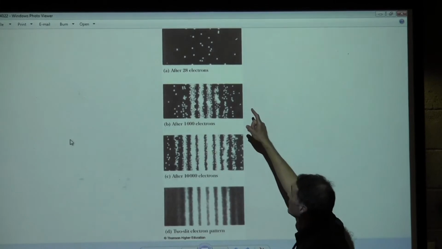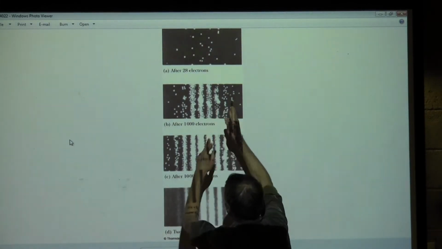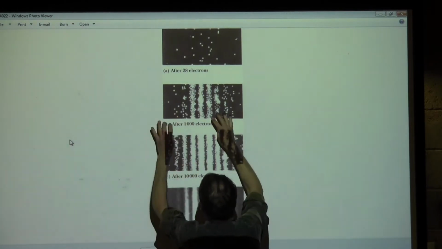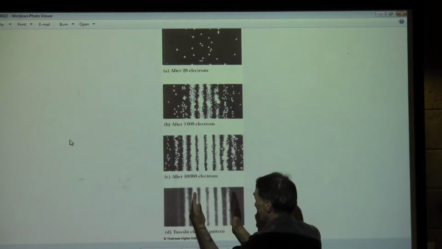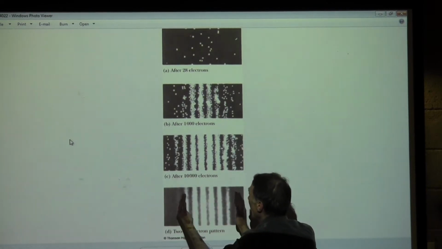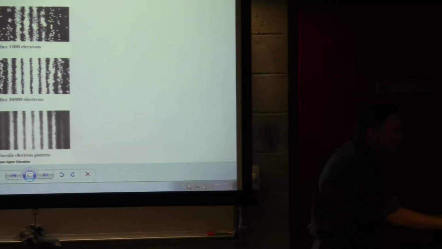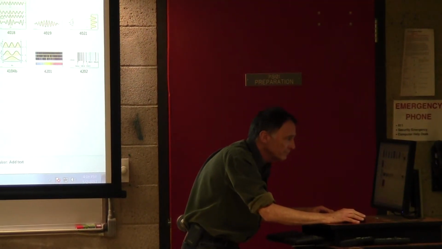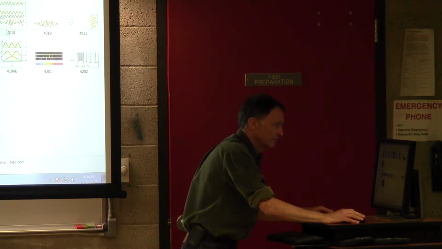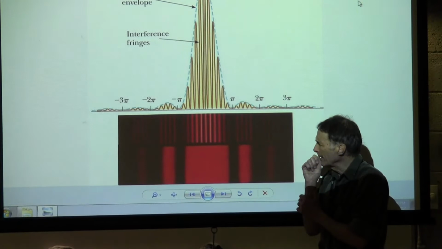This is for electrons, but the idea is that the photons start to hit randomly on the screen, and then as they start to collect in these little bins, the pattern builds up. Now, let me go back to the light. Yeah, okay, now here's the weird thing.